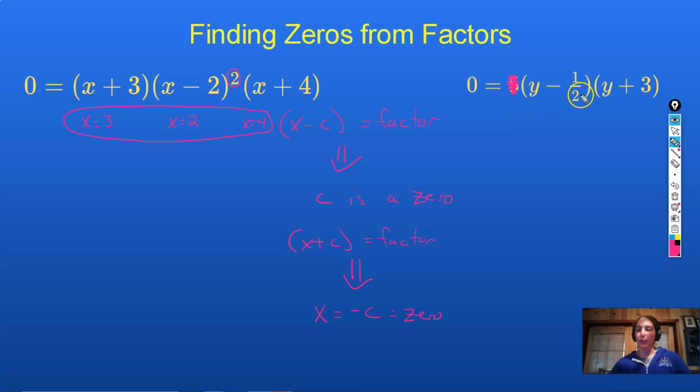So if y minus 1/2 is a factor, then y equals positive 1/2 is a 0, and if y plus 3 is a factor, then y equals negative 3 is a 0. So in this polynomial here, our zeros would be 1/2 and negative 3. So good rule of thumb, it doesn't work always, but just think the opposite. If you have a factor, then the opposite is going to be your 0.